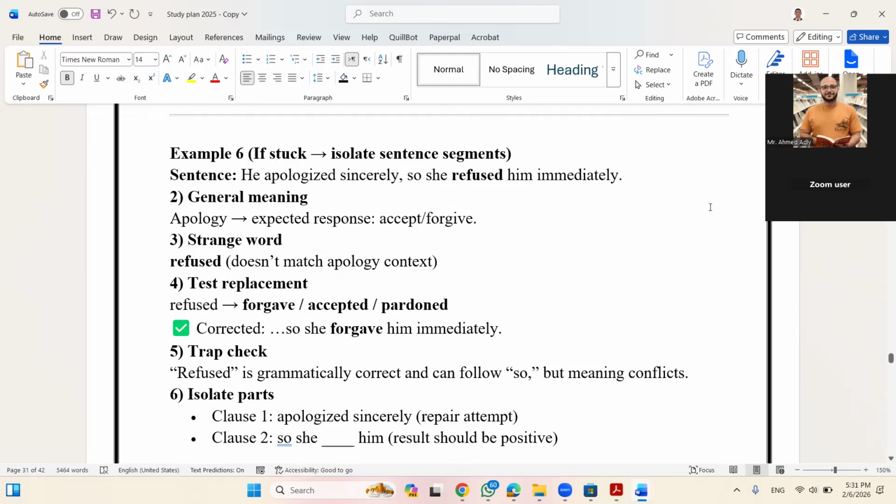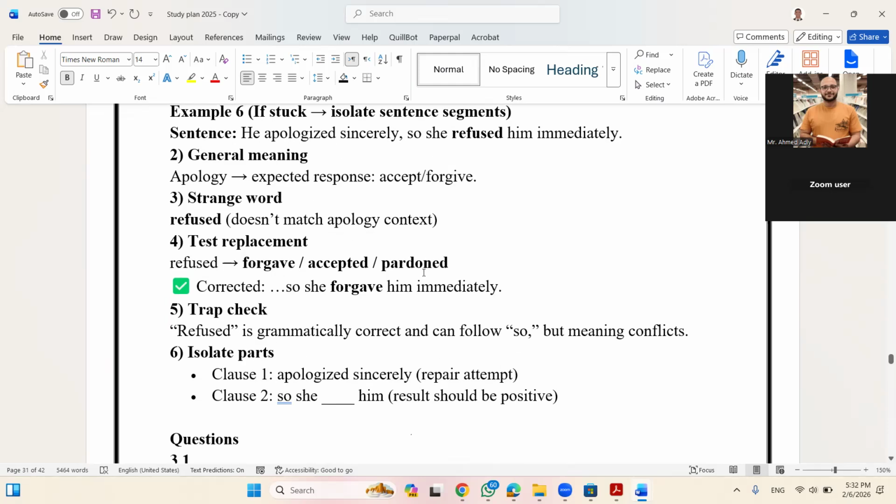Let's look at this one. He apologized sincerely, so he refused him immediately. So what is it about? It's about somebody apologizing, somebody who made a mistake. It's about acceptance and forgiving. So which word breaks the flow? Refused. Good job. Refused doesn't make sense here, it doesn't match the apology. So he apologized sincerely, so he forgave, accepted, pardoned him immediately. But the problem here is that it's a verb, and the word that can replace refused is a verb too.